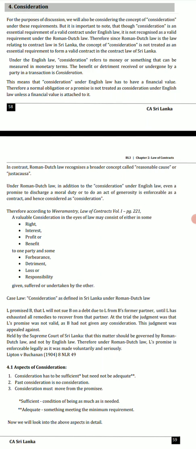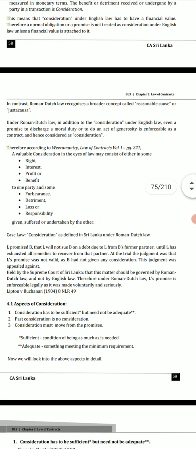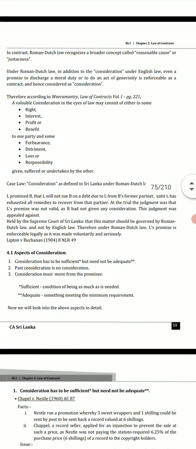So under Roman Dutch law, and consideration under English law, even a promise to discharge a moral duty or for generosity is an unenforceable contract, hence it is considered as consideration. A valuable consideration in the eyes of the law may consist of some right, interest, profit, or benefit to one party, or some forbearance, detriment, loss, or responsibility. There's a normal case, Lipton versus Buchanan. That's the first case where consideration was brought in, in order to make it law in Sri Lanka.